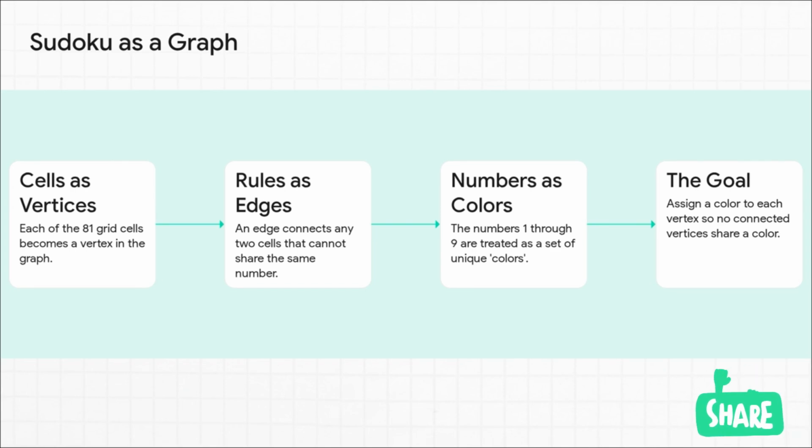And the numbers 1 through 9? The computer just treats them as colors. So the goal is simple. Color in the empty vertices so that no two connected vertices have the same color. This is a classic, well-understood graph problem, and computers are fantastic at solving it.